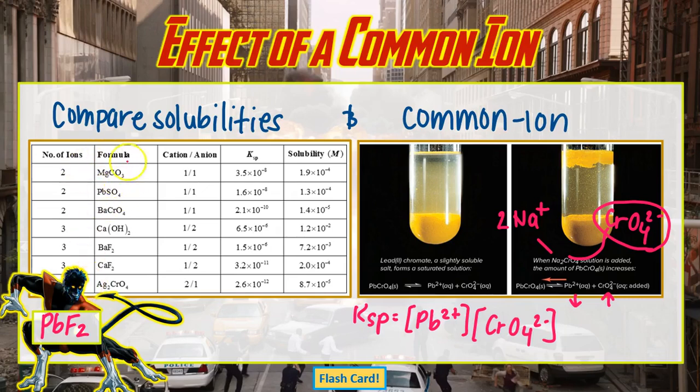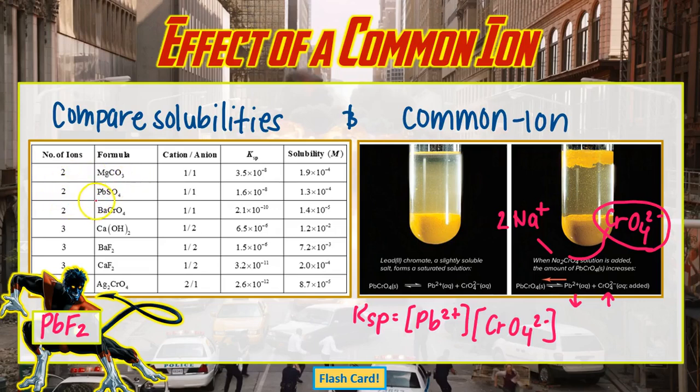If I have MgCO3, which only has 2 ions in its formula, magnesium 2 plus and the polyatomic ion CO3 2 minus, I can't compare the Ksp value of this formula with the Ksp value of BaF2, which has 2 ions of F minus and 1 ion of barium 2 plus. So because this has 2 total ions and this has 3 total ions, I will not be able to compare Ksp values. But if I look at MgCO3 and PbSO4, they both only have 2 ions total in their formula.